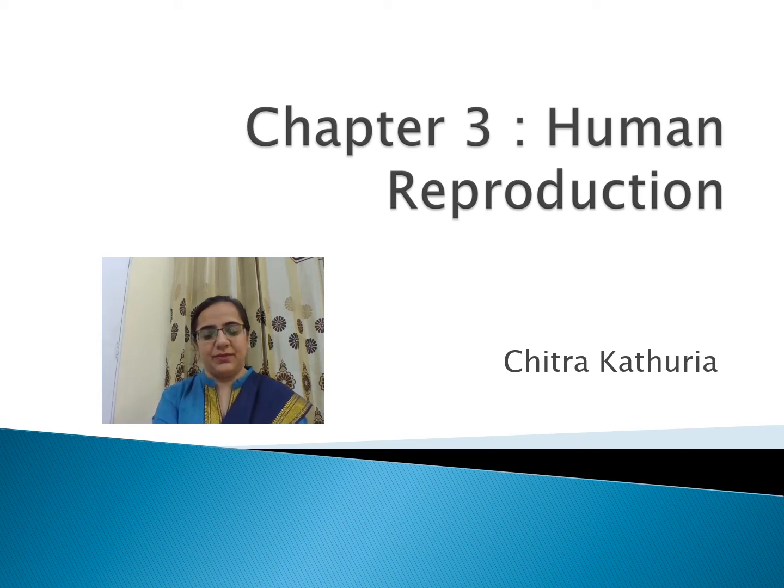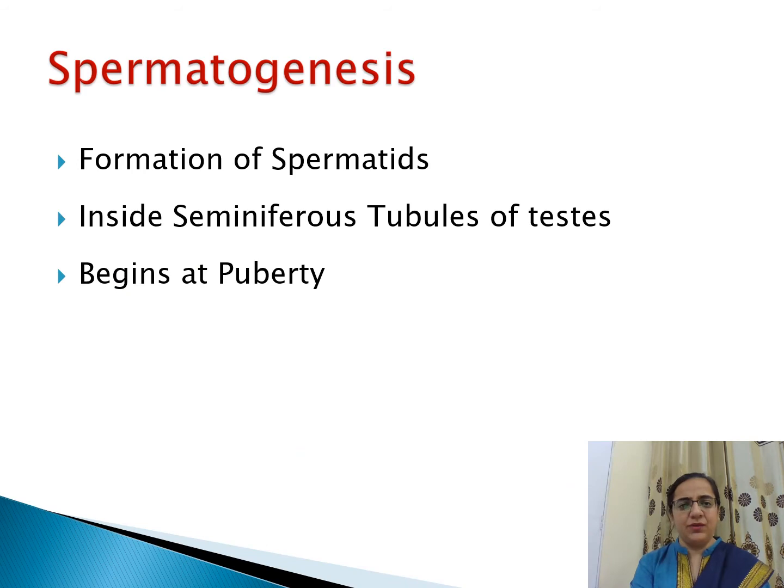Morning, students. Under the chapter of human reproduction, we have already studied the male reproductive system and female reproductive system. In this PPT, now we will learn about gametogenesis. As we know, gametogenesis is the production of gametes.